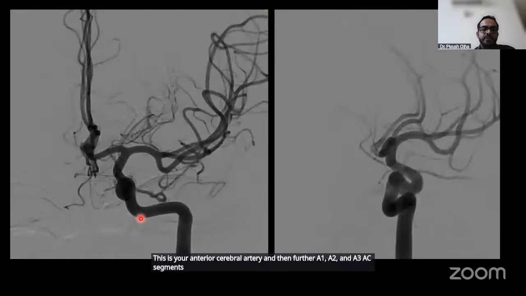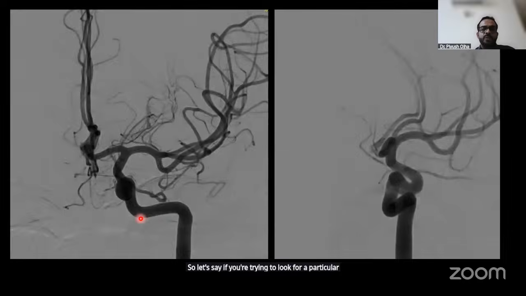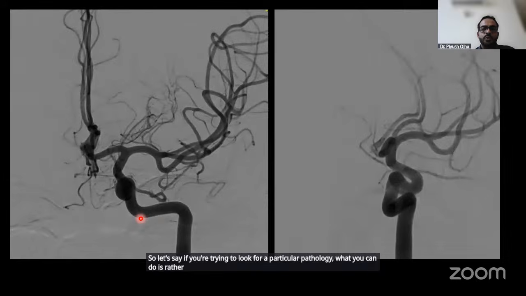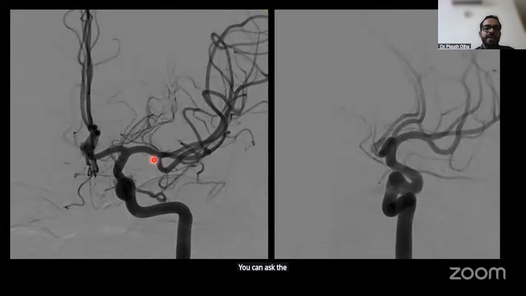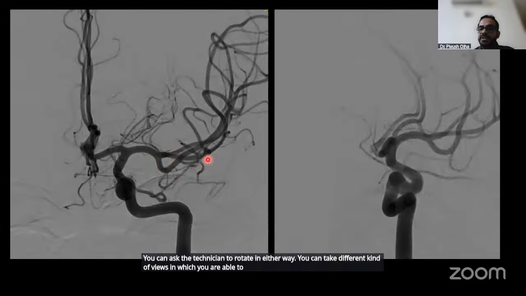So let's say you're trying to look for a particular pathology. Rather than going for the zoomed out view, you can zoom in and then look at different pathologies. You can ask your technician to take different angles. So let's say if you're not able to look at a bifurcation very clearly, you can ask the technician to rotate in either way. You can take different kinds of views in which you are able to look at the bifurcation.